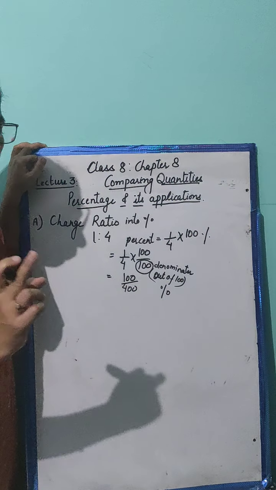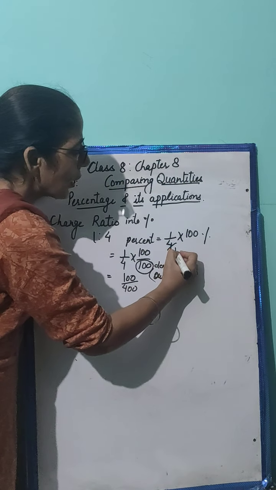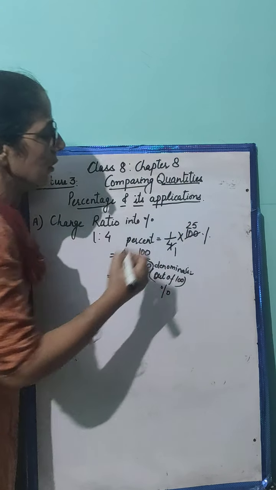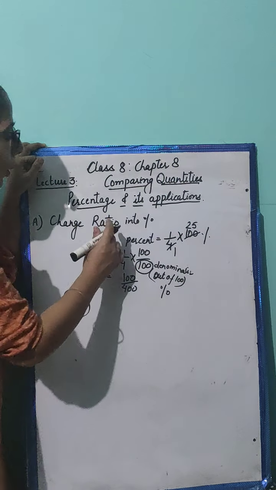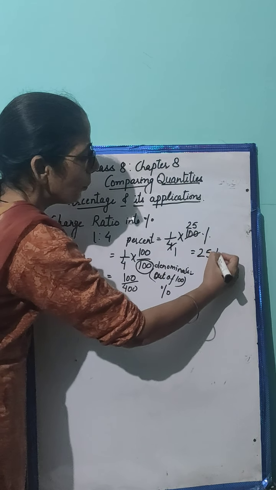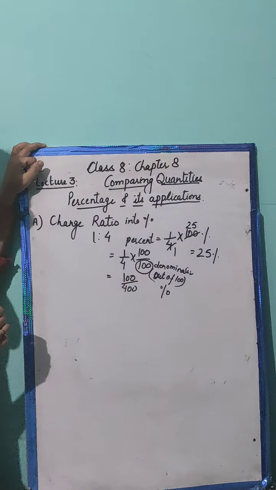It is very important. 4 ones are 4, 4 twos are 8, 4 fives are 20. So 1:4 is 25%. Let us do one more practice.